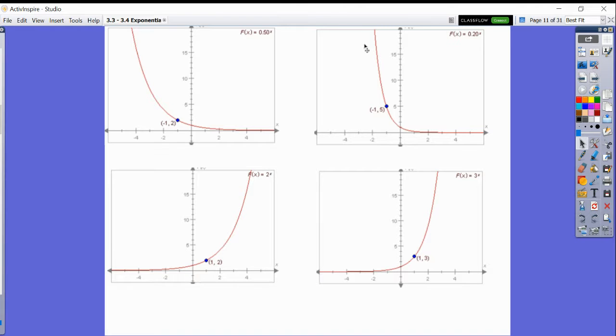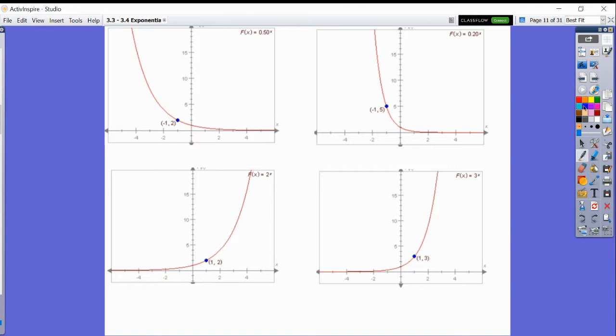It should look like this kind of curve shape. These ones on the bottom are exponential growth because as we move to the right, they're getting bigger and bigger and bigger. And the two on the top are exponential decay because they're getting smaller and smaller and smaller. You should notice some similarities and some differences on this page.